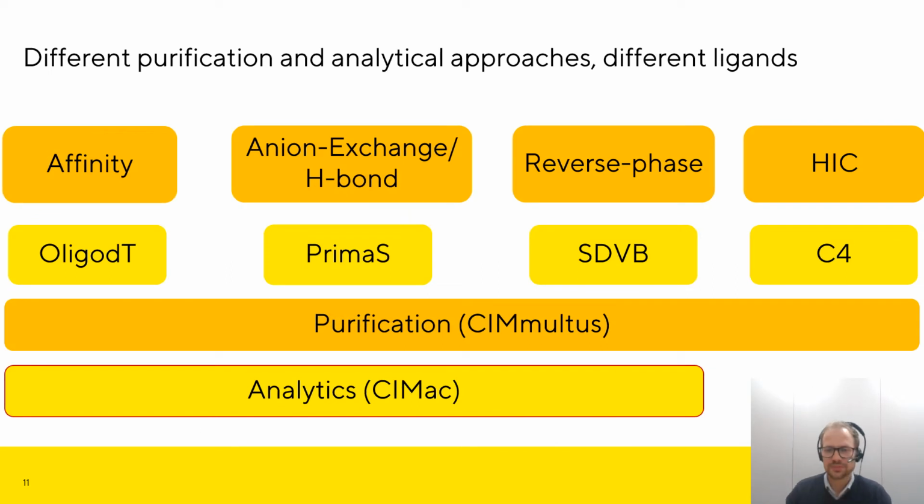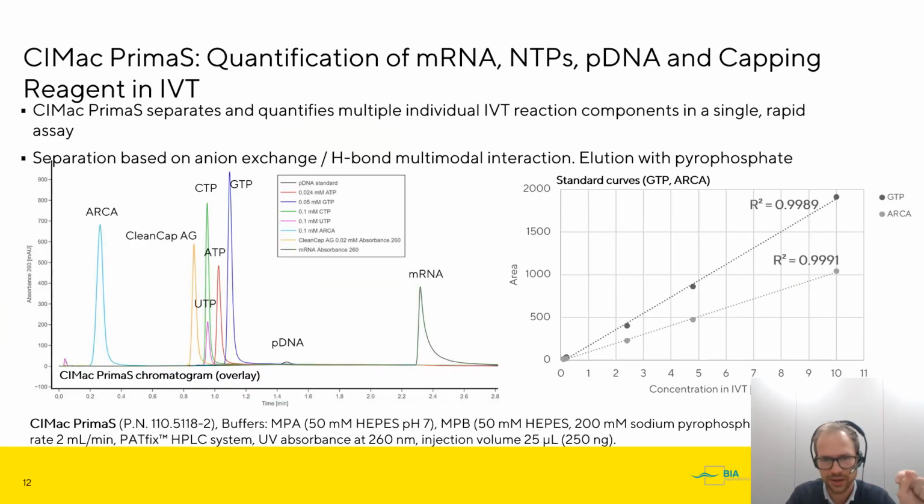So these were 4 different tools available for purification of mRNA, but we can use the same ideas, the same interactions, also for analytical determination of purity or content of mRNA. We use 3 out of 4 of these tools, namely affinity, ion exchange mixed with hydrogen bonding, and reverse phase approaches for analytical work with RNA. So let's have a look.